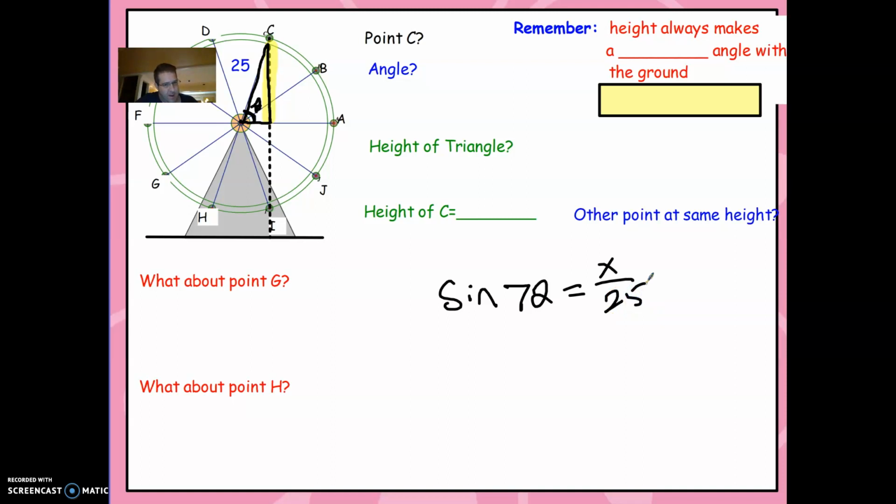So I do 25 times sine of 72, and that gives me 23.78. Add that 23.78 plus the 30 for the center height, and that tells me that C must be 53.78 feet high, which makes sense.